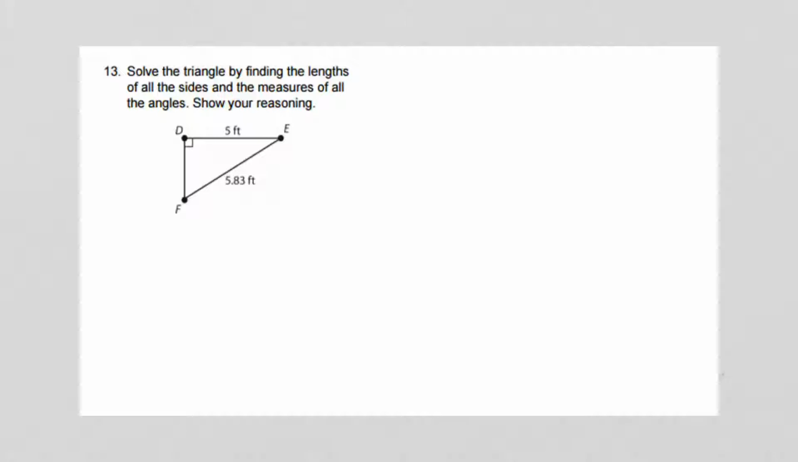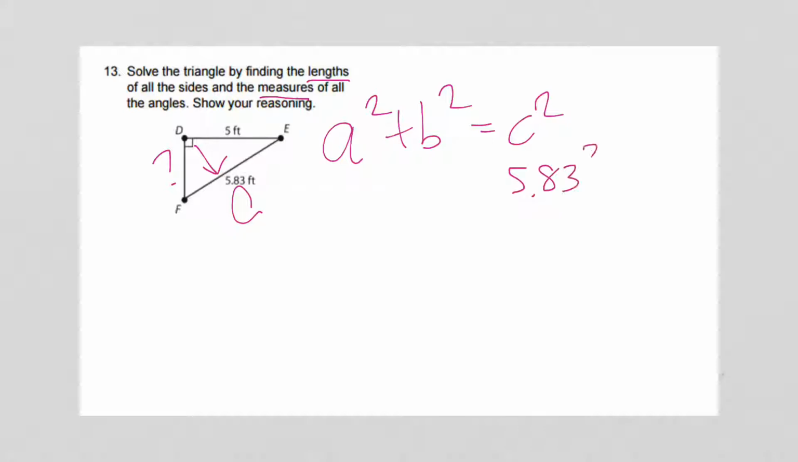Number 13, we're going to solve the lengths of all the sides and the angle measures. So since I don't know DF, I can use the Pythagorean theorem to find it. So my hypotenuse has to be my C value. So 5.83 has to be my C value. A doesn't matter. B is 5 because that's the other leg length. 5 squared is 25.